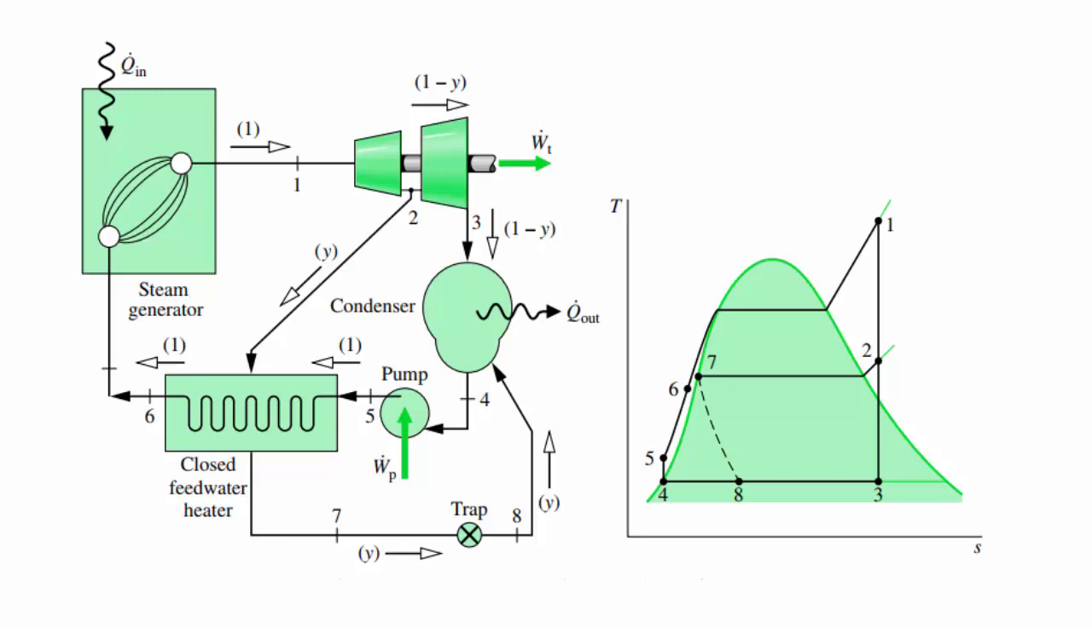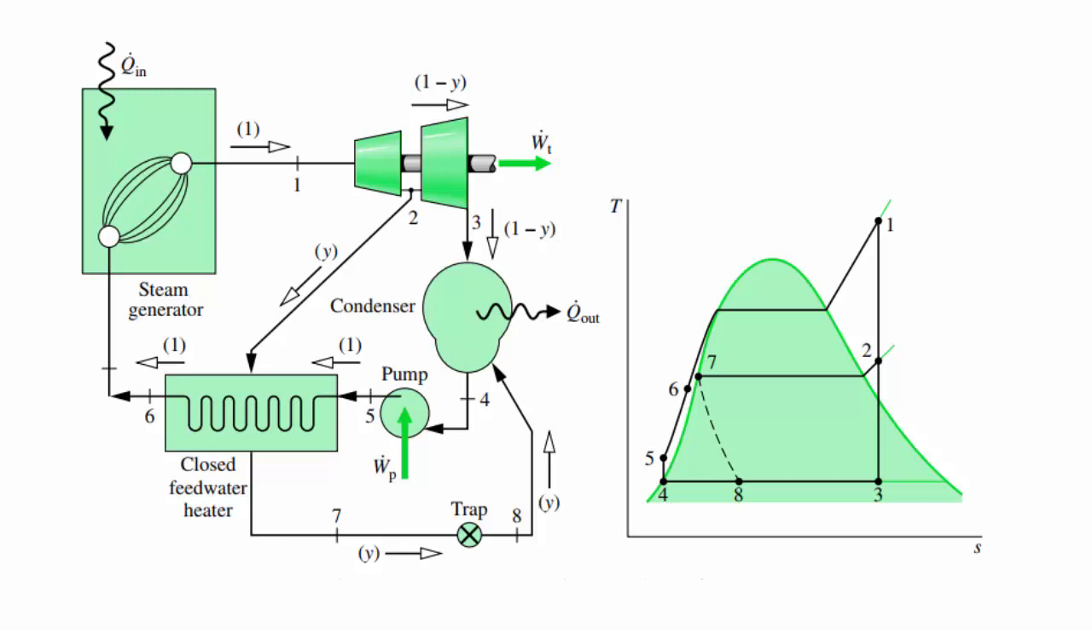Now you can see there is a trap. The trap is used so that the pure water goes into the condenser. It is the main function of the trap. It is just like the valve, that only the water will pass through this. No steam particles will go through this trap into the condenser. Only water will go.